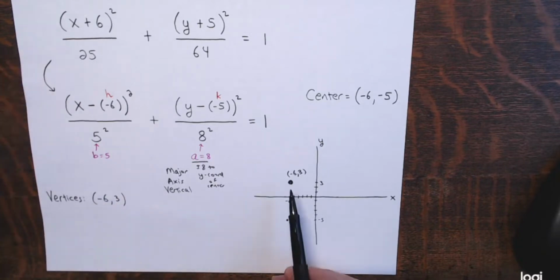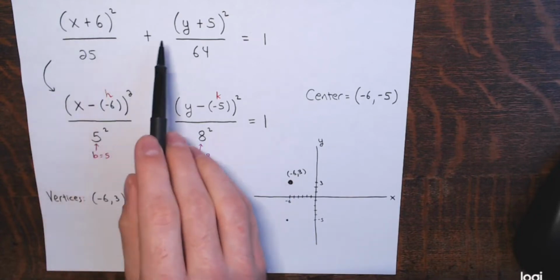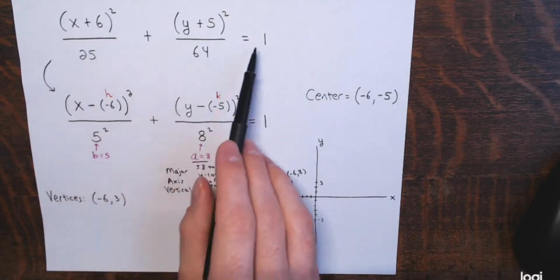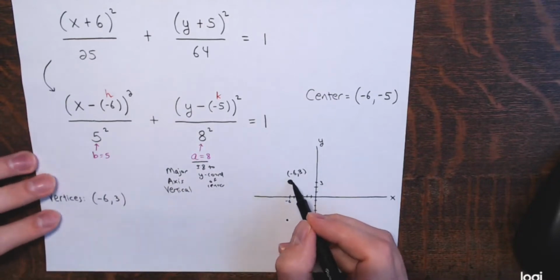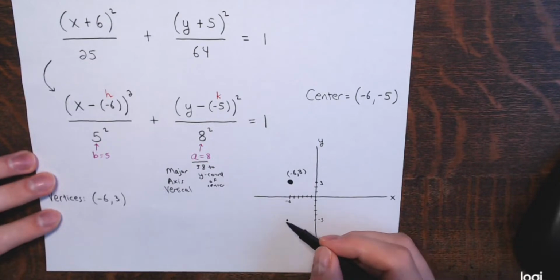Plug in negative 6 for x and plug in 3 for y, and you'd get 0 plus 64 over 64, which is 1. That's true. 0 plus 1 equals 1. So I'm making that a bigger point. That's actually a solution.